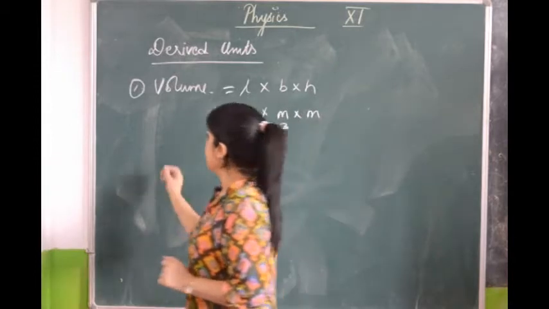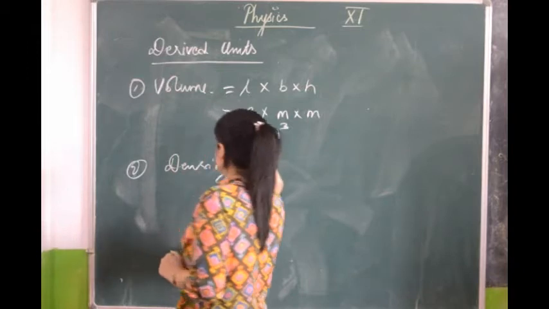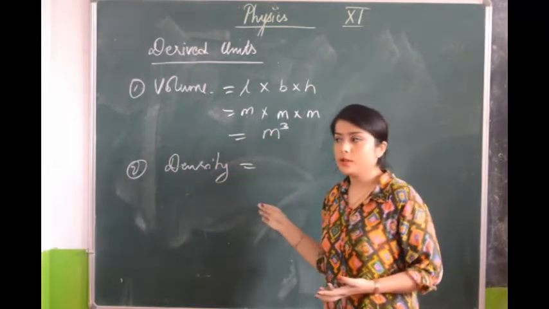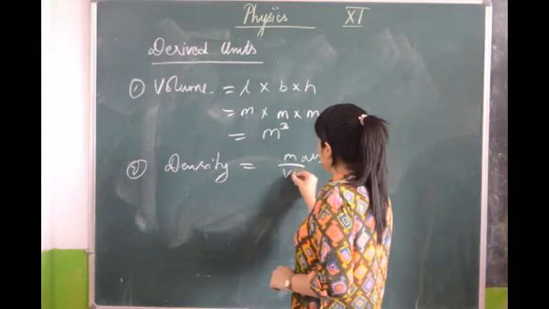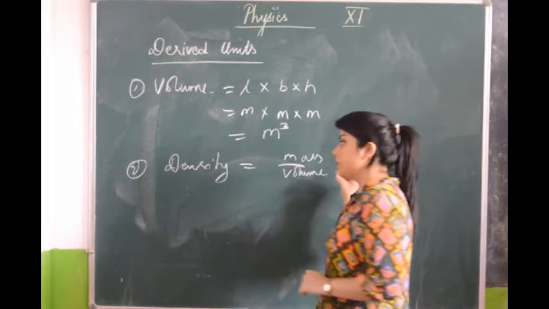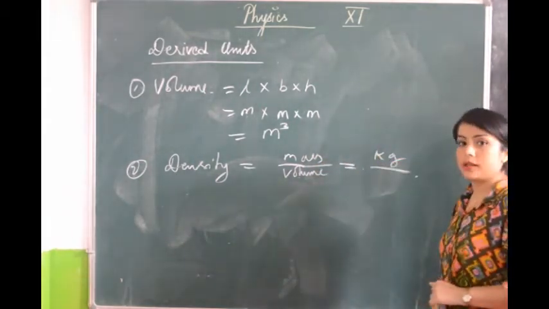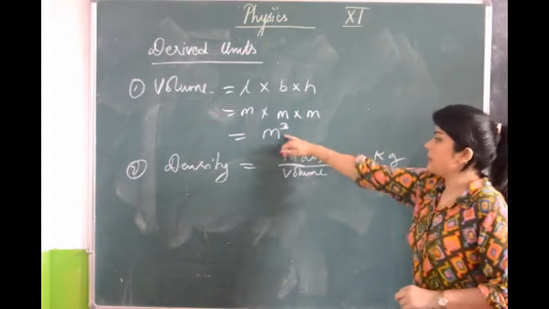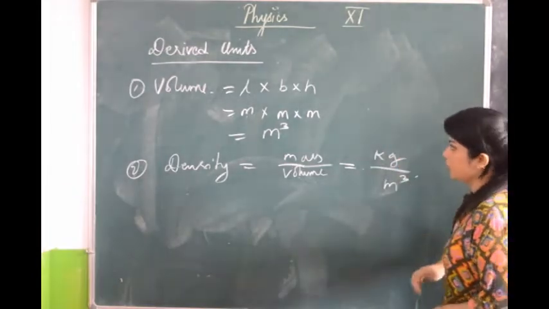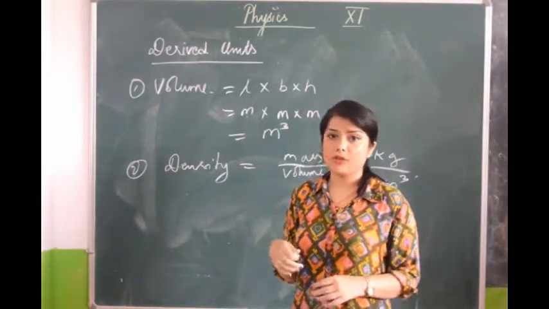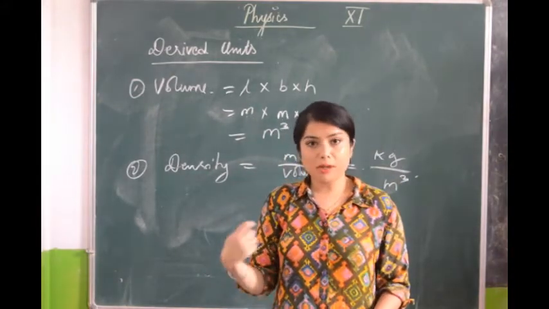The second example is density. We don't have a specific unit for density, so we have to derive it again. Density is mass divided by volume. The unit of mass is kg, which you already know because it is the SI unit. Volume is meter cube. So the unit of density becomes kg per meter cube. Such units which have been derived from the basic units are known as derived units. There are many more examples in the book.